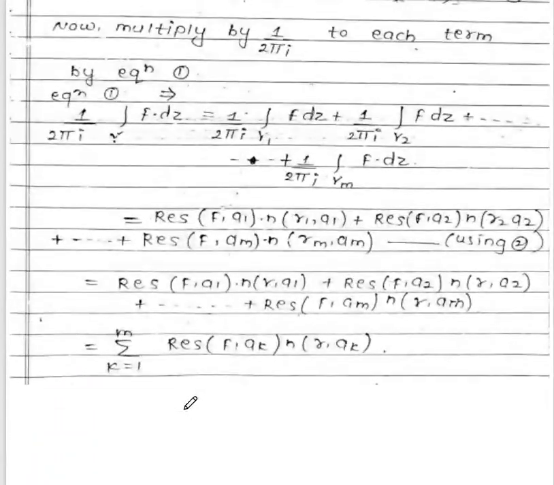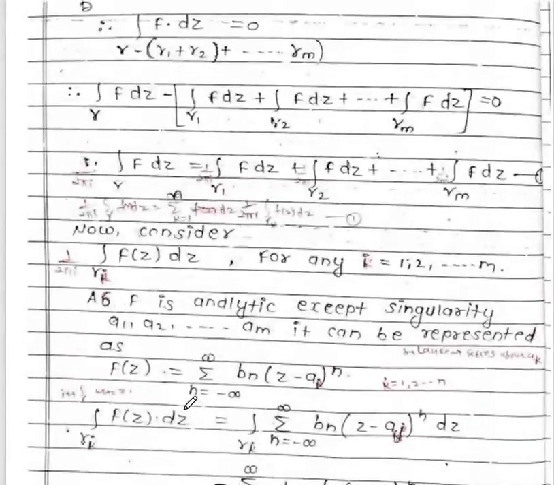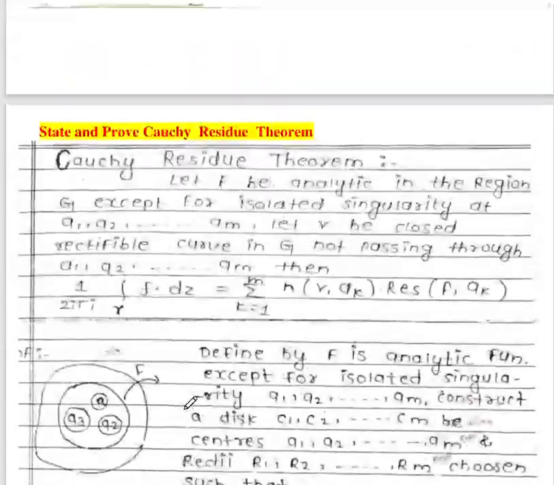Second, if z equal to a is a simple pole, that is m equal to 1, then the residue of f at a equals g of a upon 0 factorial, that is g of a, which implies the limit as z tends to a of (z minus a) f of z equals g of a. So these are the notes of the theorem. In this way we can state the Cauchy residue theorem, and then we can prove it.